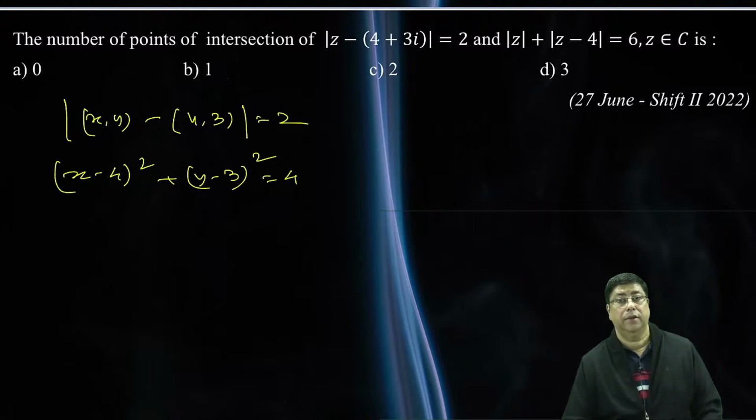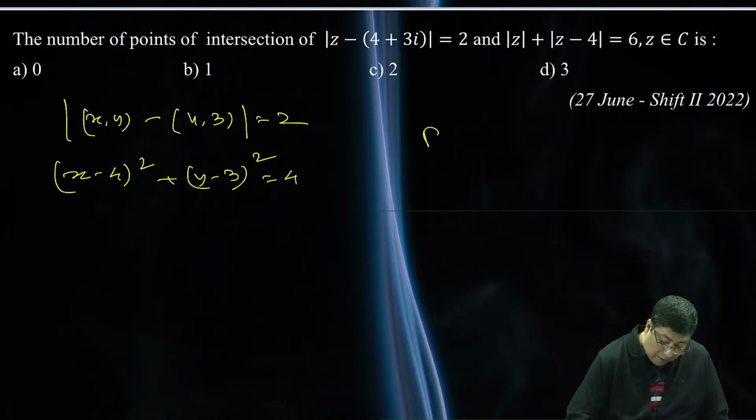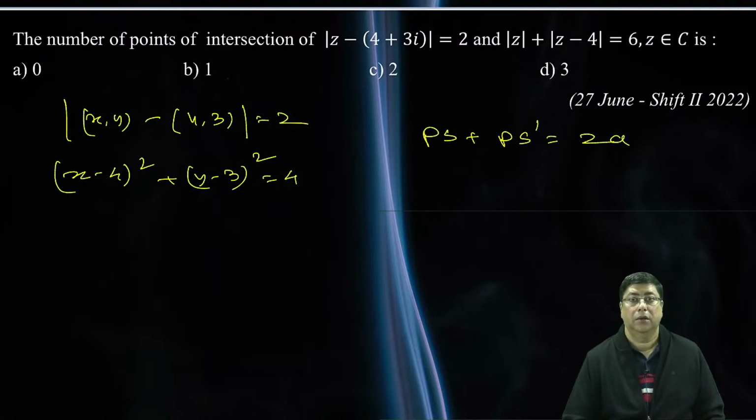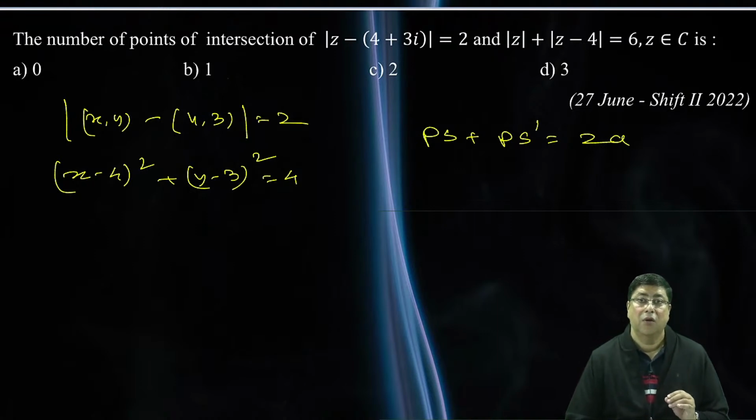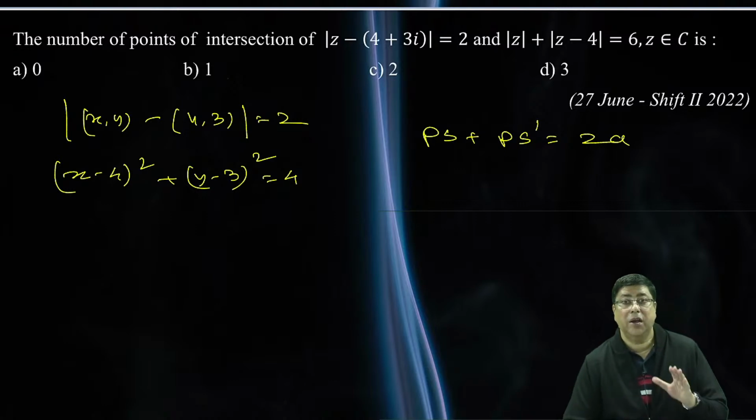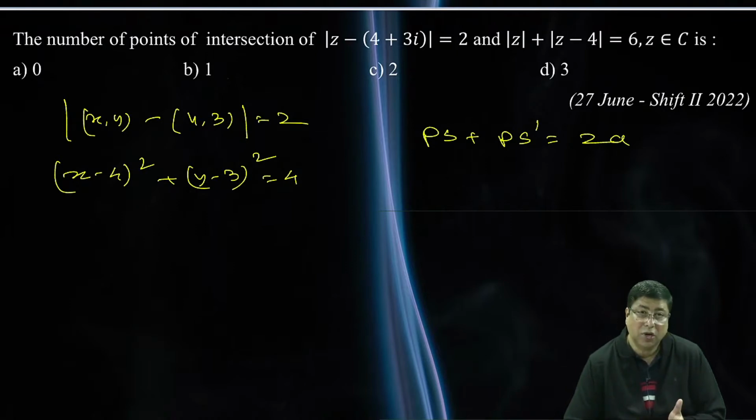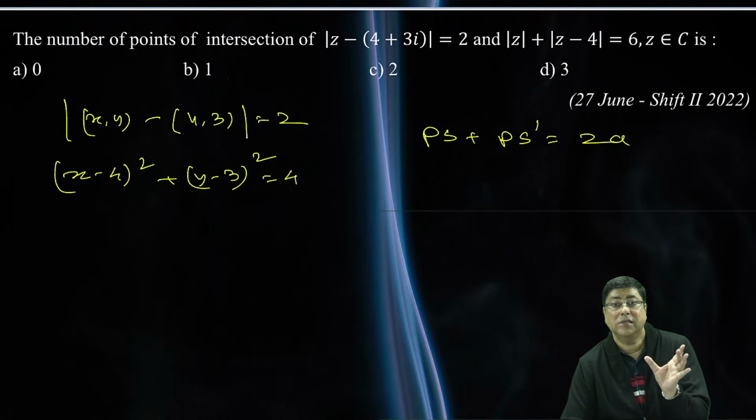Second part is the ellipse. That is PS plus PS dashed equal to 2a, this concept. This is the best definition of the ellipse: the sum of the distances from two fixed points equal to some constant number. So it is given here that PS plus PS dashed, z is some x comma y, and mod z means distance of z from 0 0, and mod z minus 4, distance of z from 4 comma 0, equal to 2a. 2a is 2 into 3. So the length of the major axis is 6.